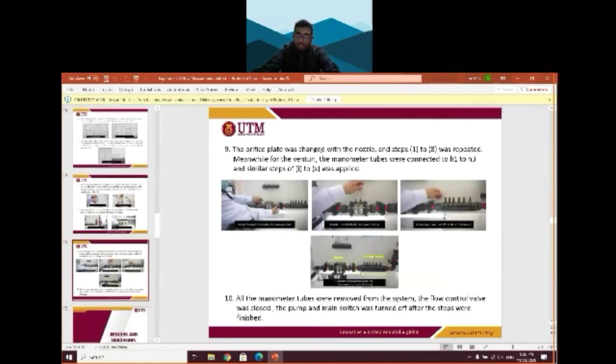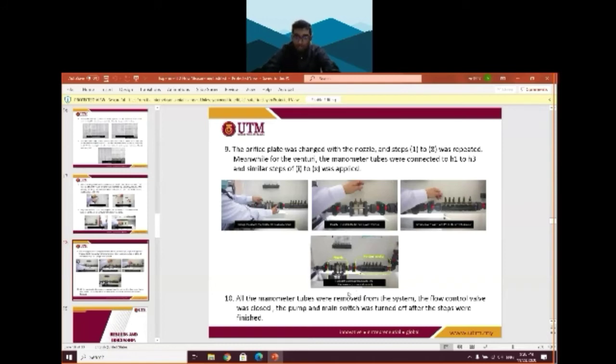So now the orifice plate was changed with the nozzle. So steps 1 to 8 were repeated. Meanwhile for the venturi, the manometer tubes were connected to H1 to H3. And similar steps of 1 to 8 were applied.